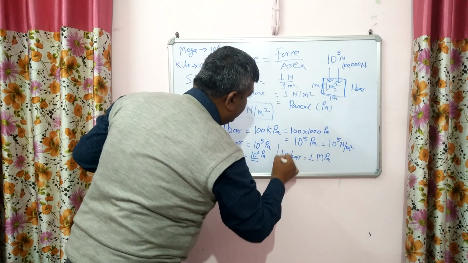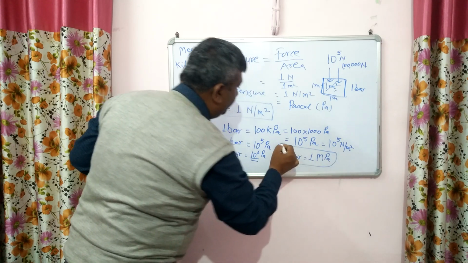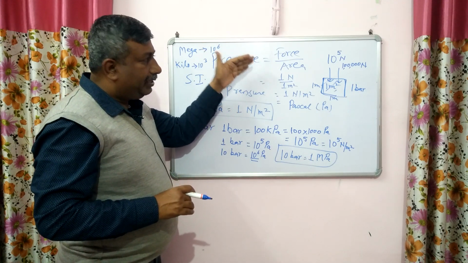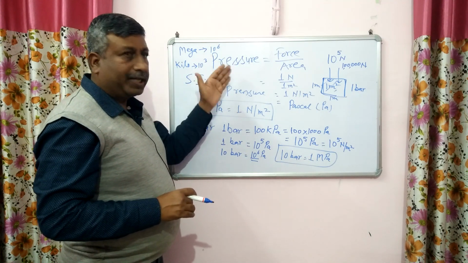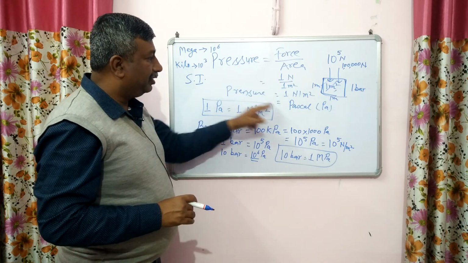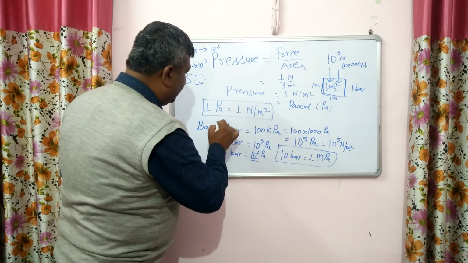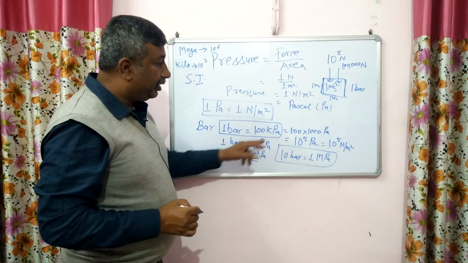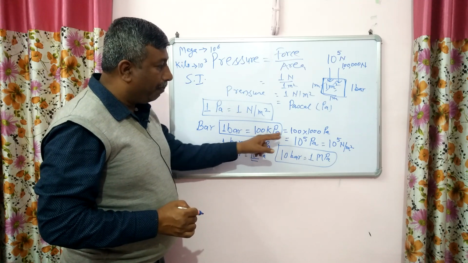M for mega. So this is also a relationship between the units. So don't be confused. Look at it step by step. What is pressure? Pressure is Newton per square meter. 1 Newton per square meter is equal to 1 Pascal. And the other relationship is 1 bar is equal to 100 kilopascal. It is not Pascal, it is kilopascal.